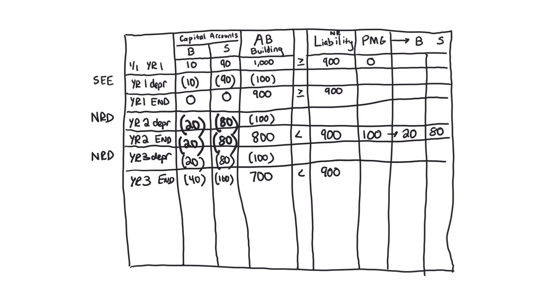for S, strawberry. And then our partnership minimum gain is the difference between the 700 and 900, which is 200. And the share of that is 40 for blueberry and 160 for strawberry. It's the amount of benefit they got during the NRD years. Okay.